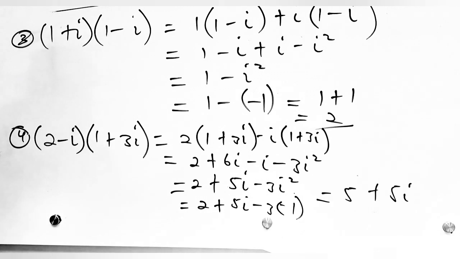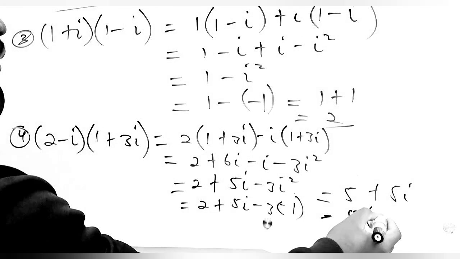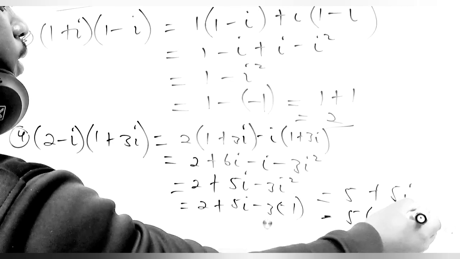By factoring out 5, this is equal to 5(1 + i).